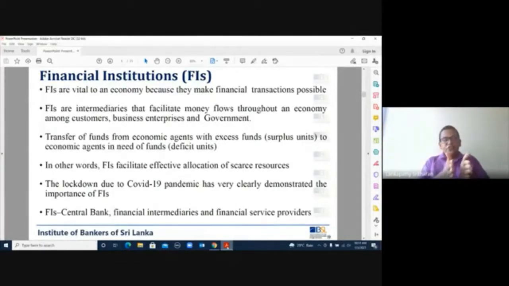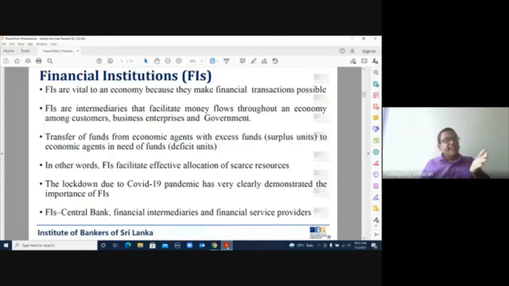So the financial institution plays a role of intermediary function. What they are doing is getting money from the money surplus people and giving it to those who want the money for business purpose or investment purpose. So they are doing a sort of intermediary function, getting the money from the surplus unit and giving the money to the shortage unit.